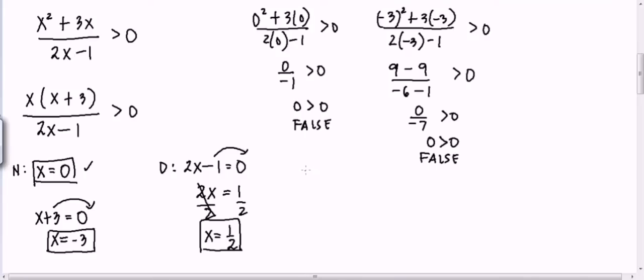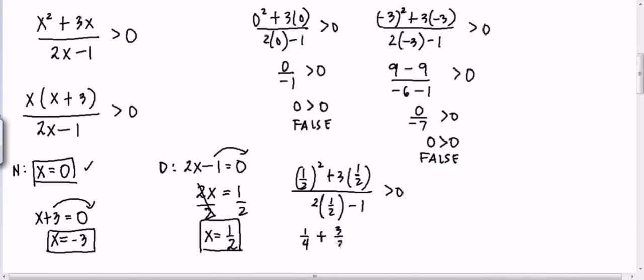So, I will put that at the value of x. So, x squared, ayan, magiging 1 half squared plus 3 times 1 half all over 2 times 1 half minus 1 greater than 0. Okay? So, 1 half raised to 2 is 1/4 plus 3 halves all over. So, ito canceled. Magiging 1 minus 1 greater than 0.